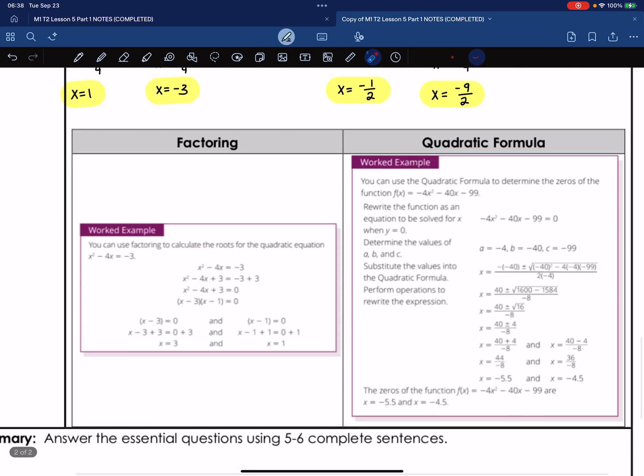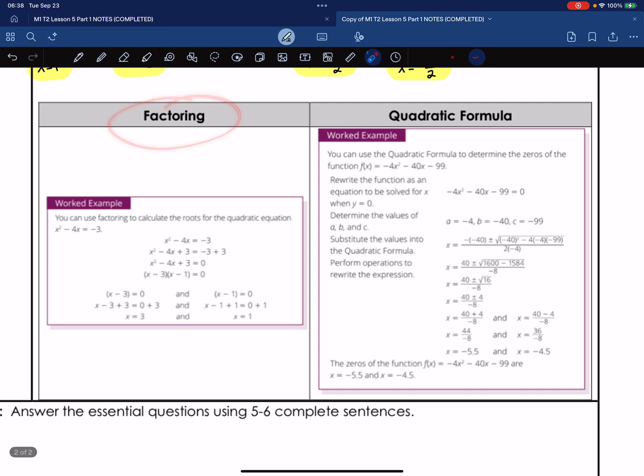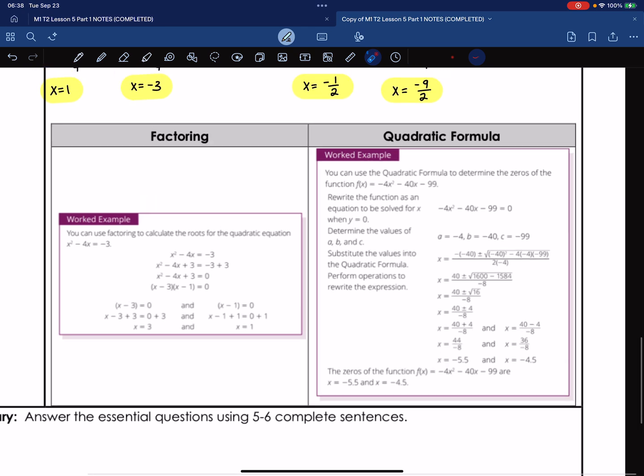Okay, to end off the lesson, you have an example of factoring, one that is not slide and divide, and then you have a different example of the quadratic formula. That way you have it there for you.